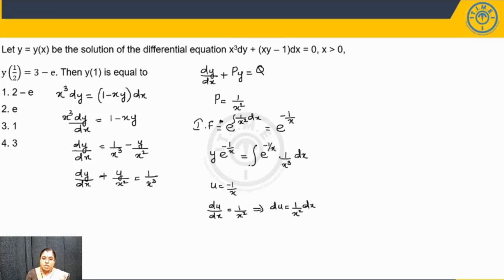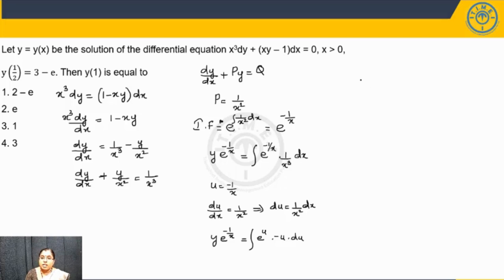So the right hand side will become, let's write the full equation: y into e raised to minus 1 by x equal to integral of e raised to minus 1 by x, that means e raised to u, into 1 by x cube. I am going to write it as 1 by x into 1 by x square. But what is 1 by x? 1 by x is minus u, and 1 by x square dx is written as du. So you have minus u into e raised to u du. So this is integration by parts we have to apply here.